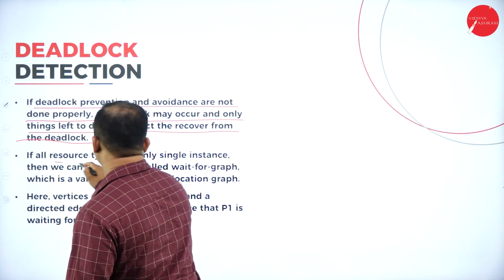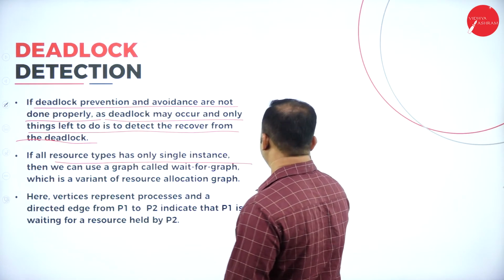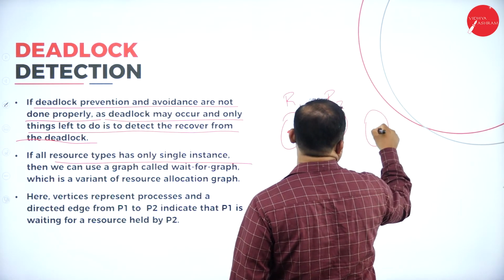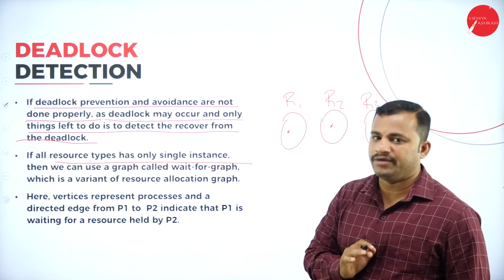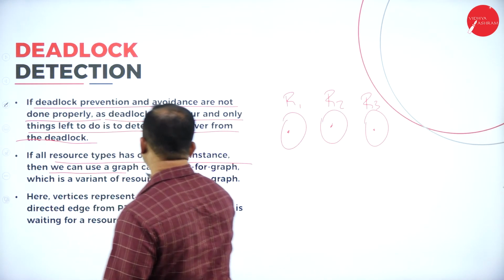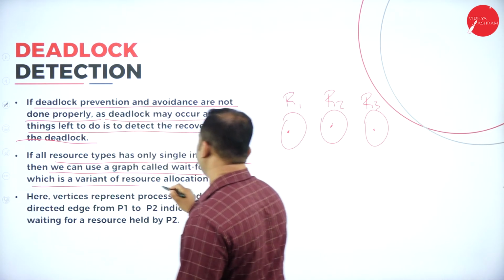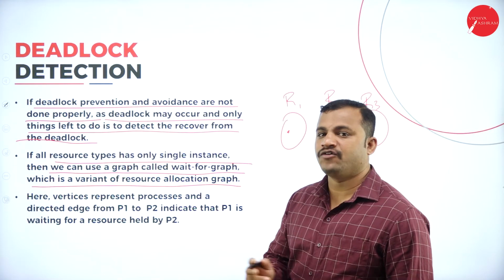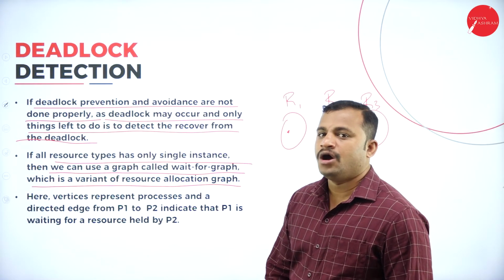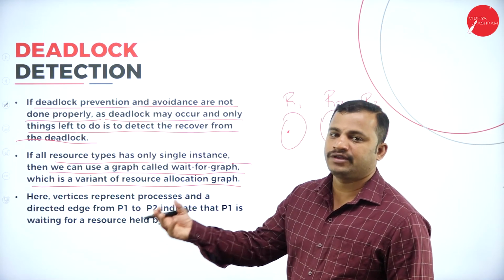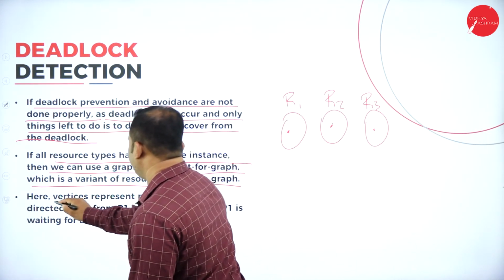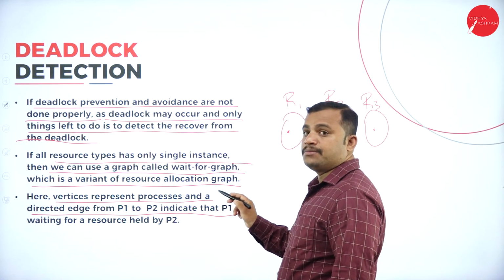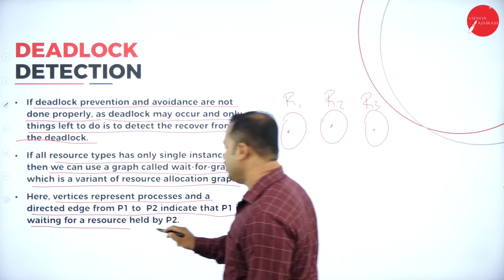How can we recover the system from deadlock? If all resource types have only a single instance, that means one instance of R1, one instance of R2, one instance of R3, then it is very difficult. So then we can use the graph called wait for graph, which is a variant of resource allocation graph. The wait for graph helps you to identify how many resources are needed for which of the processes. Here, vertices represent the processes, and a directed edge from P1 to P2 indicates that process P1 is waiting for a resource of P2.